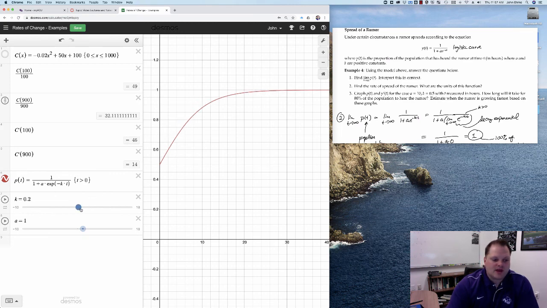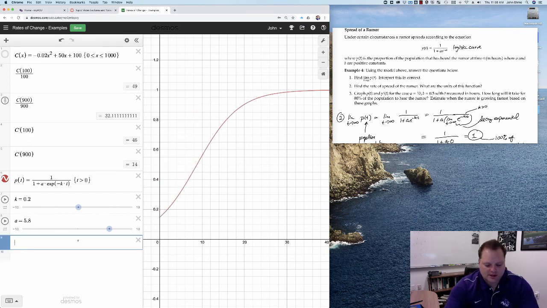So the values of K between 0 and 1 are the important values. They're sort of the percentage growth, if you will. So this would be like the rate of change is like 20%, 20% per hour get exposed to the rumor. A equal to 1 changes where the starting amount is, kind of. It's sort of related to the reciprocal of the starting amount, but it changes where we are along the y-axis. So this is called the logistic curve.